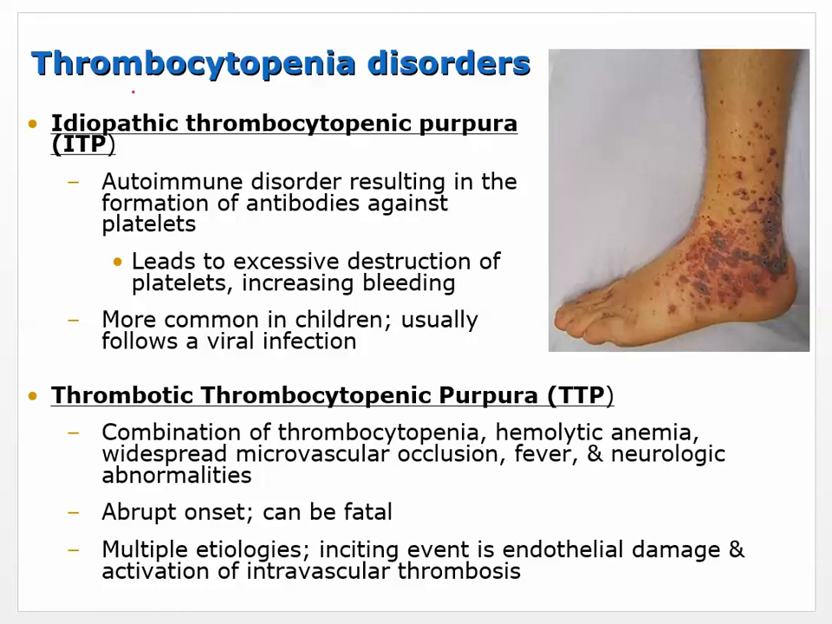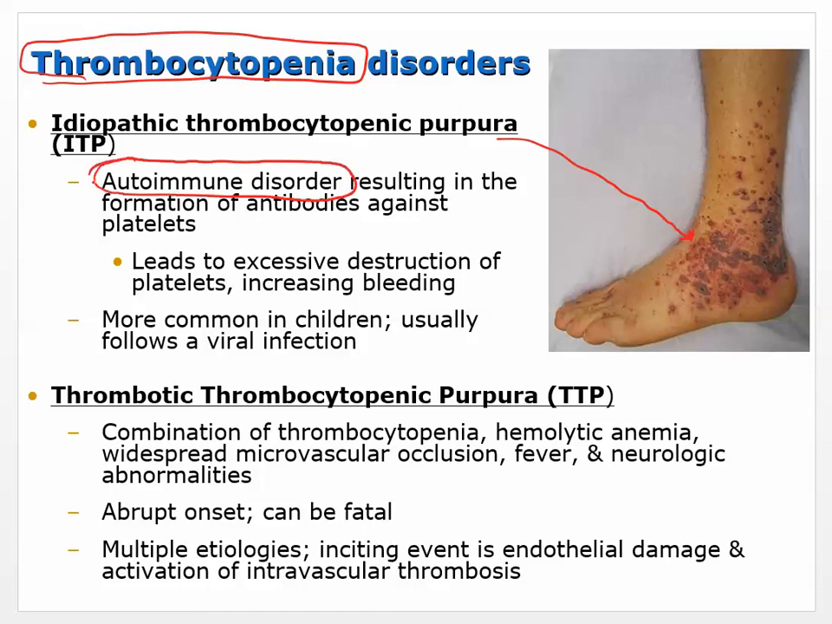Okay, so some other thrombocytopenia disorders. That means not enough thrombocytes. Idiopathic thrombocytopenic purpura. Purpura is referring to these spots. Autoimmune disorder. Okay, so I pause on that because that's going to be kind of your clue.